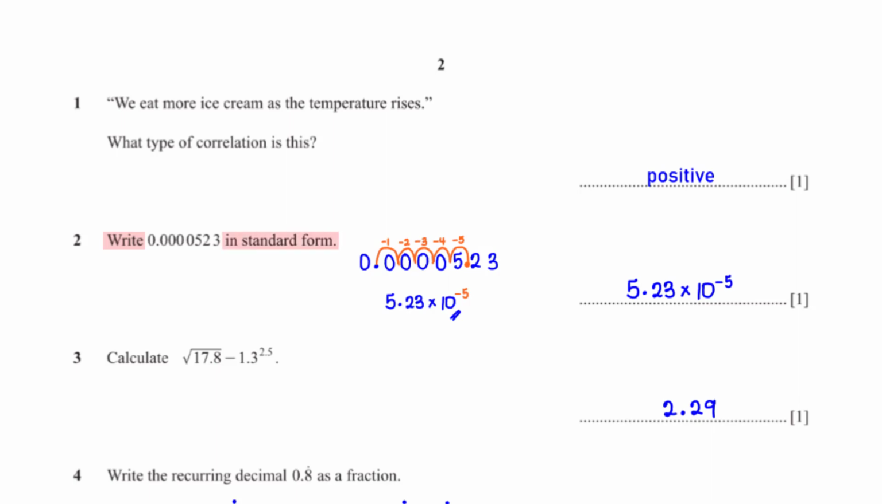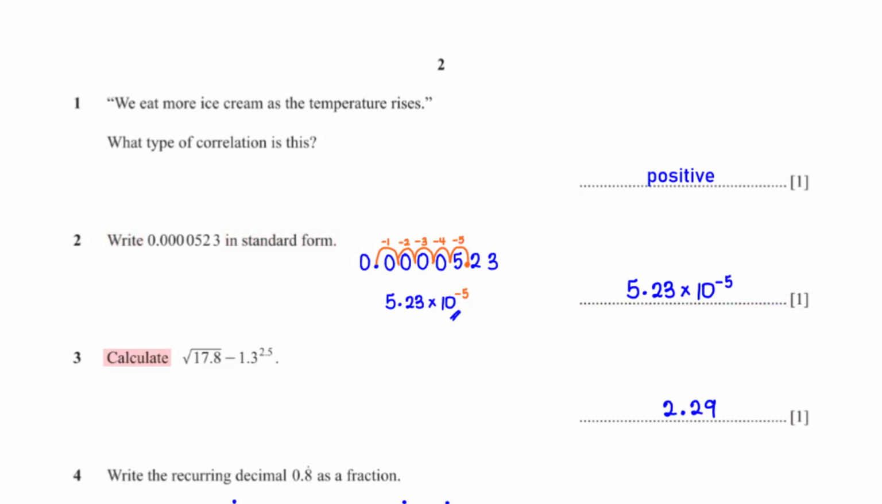Write 0.0000523 in standard form. To write this number in standard form, we move the decimal point to a position after the first non-zero digit, which is 5. Since we moved the decimal point 5 units to the right, we multiply 5.23 by 10 raised to the power negative 5.